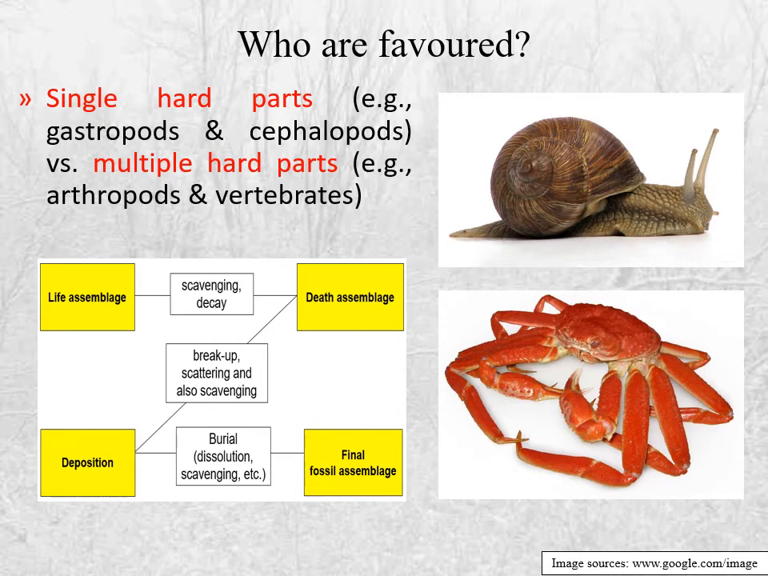Next, an organism having a single hard part, that means their hard part is made up of a single skeleton body. Whereas in contrast to the single hard part, an organism having multiple hard parts. Just look at the example, a gastropod having a single hard part, that means there is no joint between the hard parts, and in contrast a crab which has hard parts, but these hard parts are part by part and there are multiple joints.